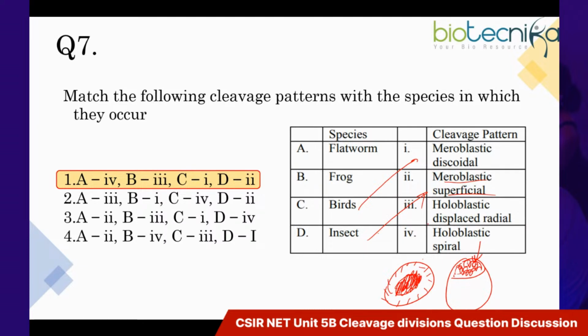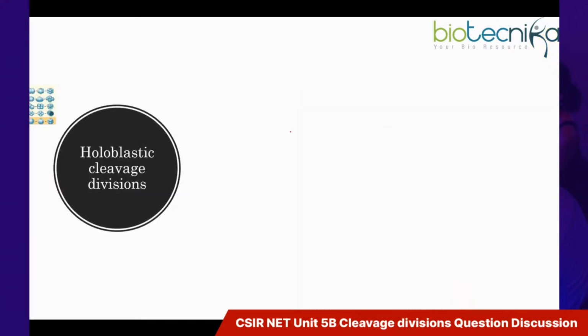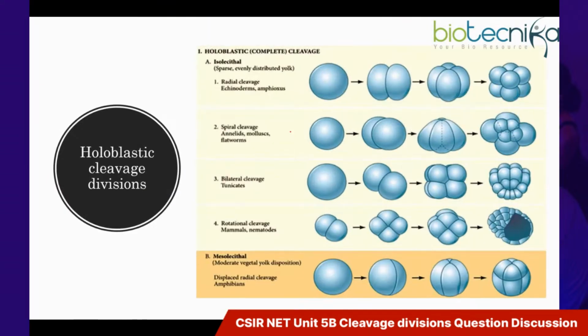After the 14 cell division in the insects, only after that it will be taking place. So these are the different holoblastic cleavage divisions. As I mentioned, this is for amphibians. So they were asking about frog, right? So it's a displaced radial cleavage, whereas in the top cells, they are growing much faster. So it's a displaced one, right?